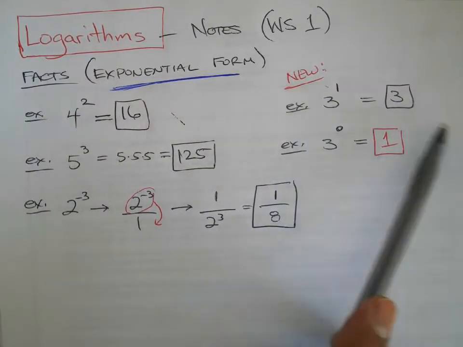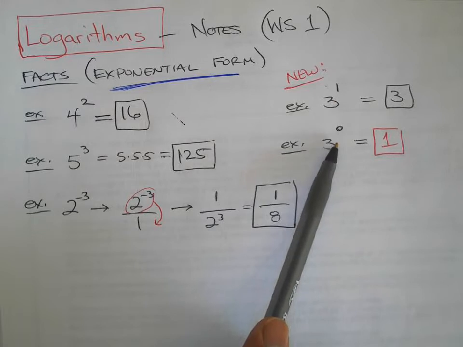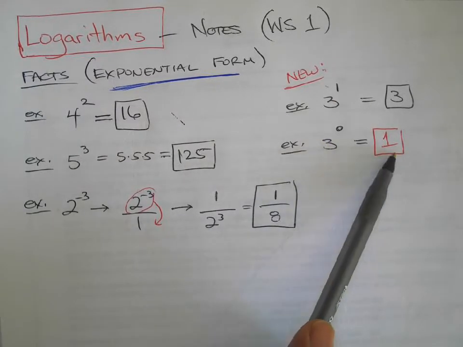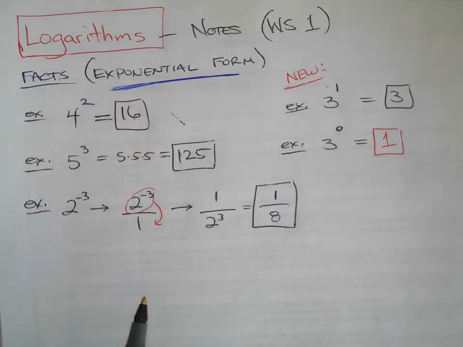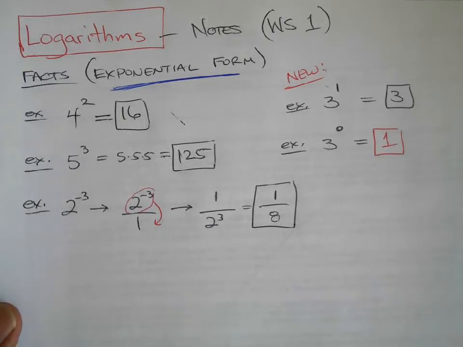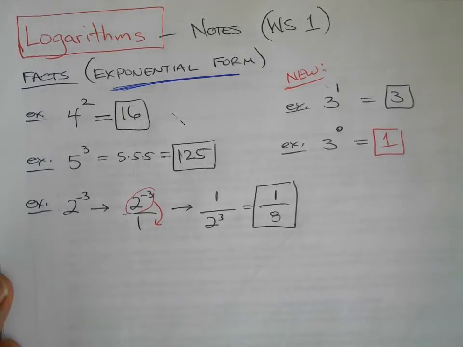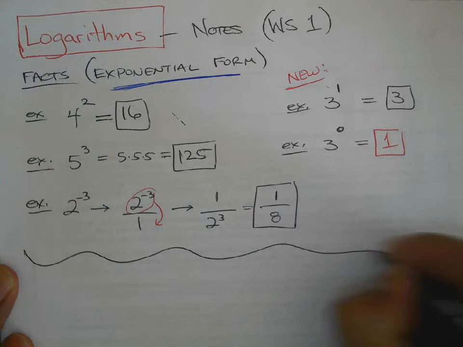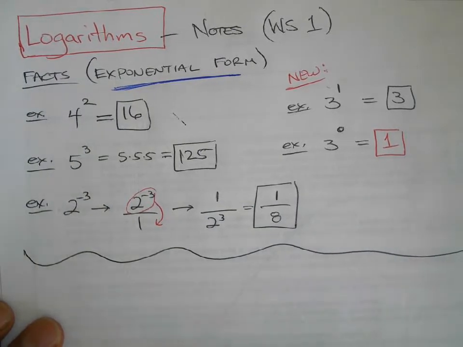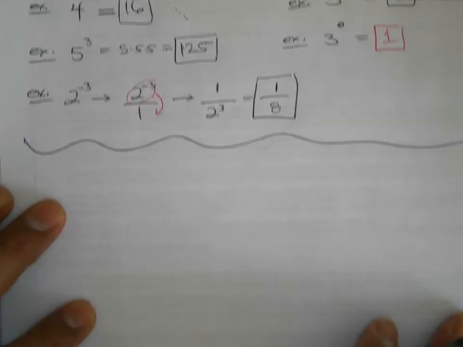3 to the power of 1 is telling you there's 1 3. 3 to the power of 0, there's no 3's, there's no number, whatever this number is. But the answer is not 0, it's 1. And then we've already reviewed and covered negative exponents. Okay, let me start on logarithms. This new stuff on logarithms is simply saying the same thing in this new language of logarithms.